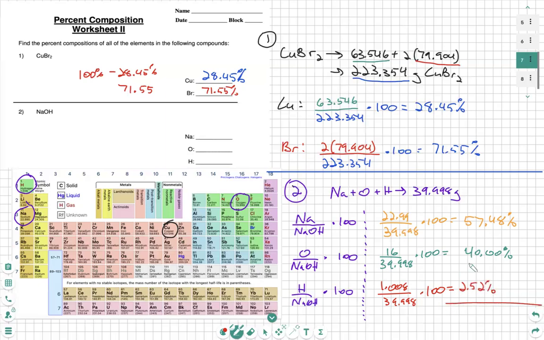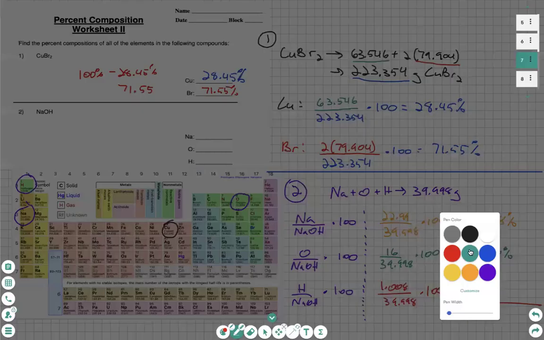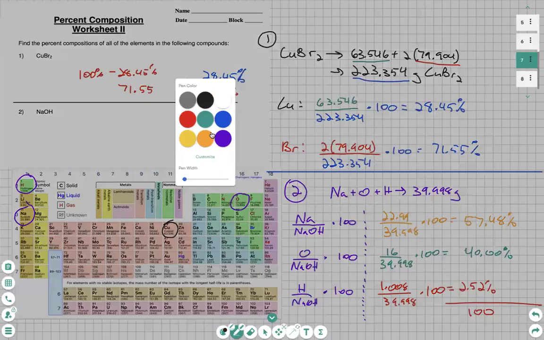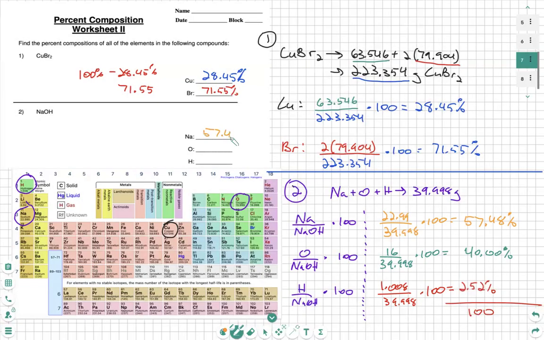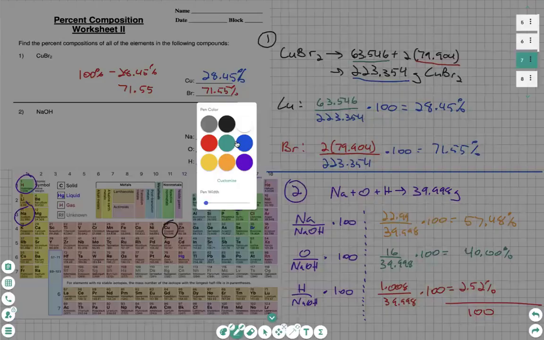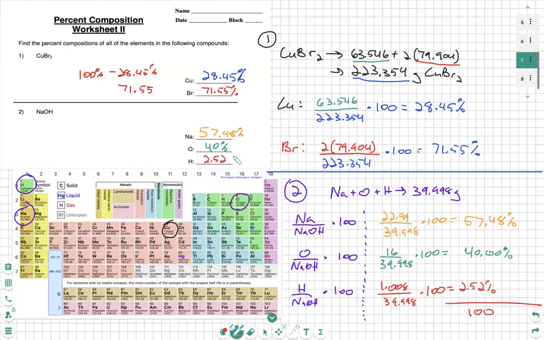Now, make sure we add those percentages up at the end to make sure that they add up to 100, which they do. So we have completed this perfectly. Na is 57.48%. Oxygen was 40%. And hydrogen was 2.52%. And that is how we complete percent composition problems within chemistry.